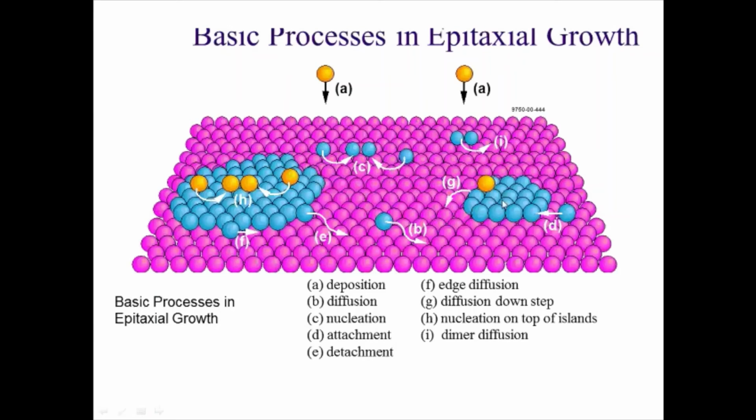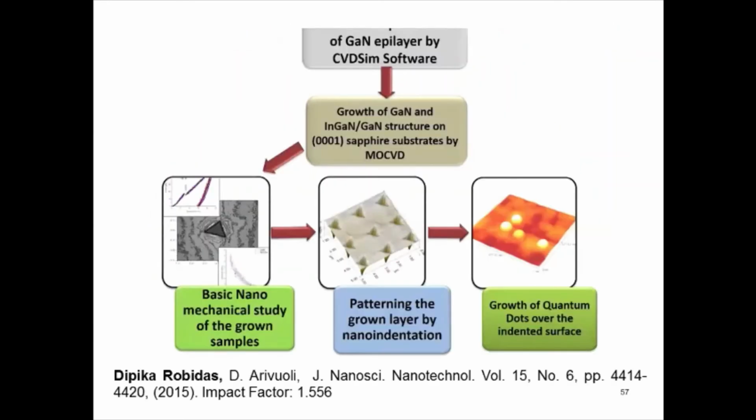And if it is island growth, the growth is not uniform. It is not a layer growth. It is a three-dimensional growth. If it is a two-dimensional growth, complete wetting occurs. And there are different types of growth modes coming into the picture as far as vapor phase epitaxy is concerned. We will see that later.